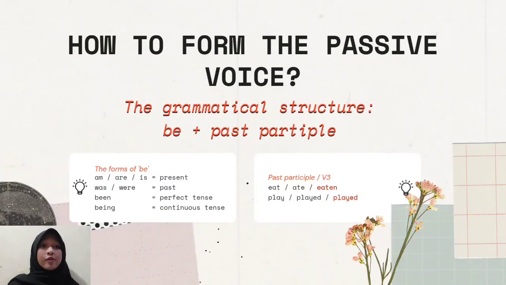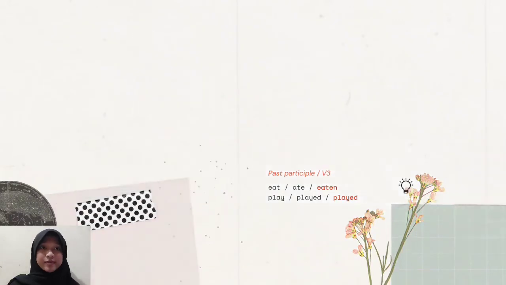Here are the forms of be. Am, are, is in the present. Was, were in the past. You can use been with perfect tense and being in continuous tense. You need a form of this plus the past participle, which is verb number 3. Eat, ate, eaten. Eaten is the past participle. Play, played, played. Played is the past participle.